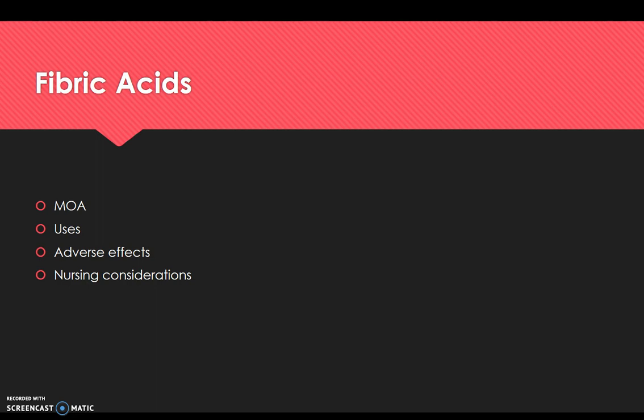The fibric acids. Fenofibrate is probably the biggest one that you'll see a lot of. It's the most effective triglyceride lowering agent. The mechanism of action is unknown. It is used to decrease triglyceride levels. Your biggest adverse effects are fatigue, anorexia, and that myopathy, again, that muscle breakdown.